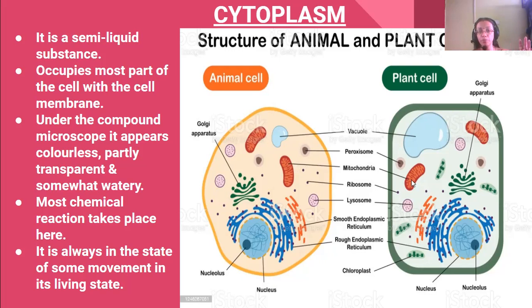Peroxisome is also present in both. Ribosome is also present in both cells. Lysosome is also present. Smooth endoplasmic reticulum is also present in both cells. Rough endoplasmic reticulum is also present. Chloroplast is present only in the plant cell, but not in the animal cell. Then comes the nucleus, which is present in all cells. The nucleolus present in the nucleus is also present in all cells. The Golgi apparatus is present in both plant and animal cells. The centrosome with centrioles is not present in plant cells, but it is there in animal cells.